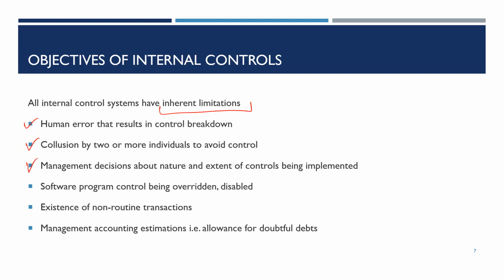The next limitation is management decisions about the nature and extent of controls being implemented. An example of this limitation is that an internal control may have been designed appropriately but never implemented by management. The control therefore has no ability to mitigate risks. Management may also override the controls.